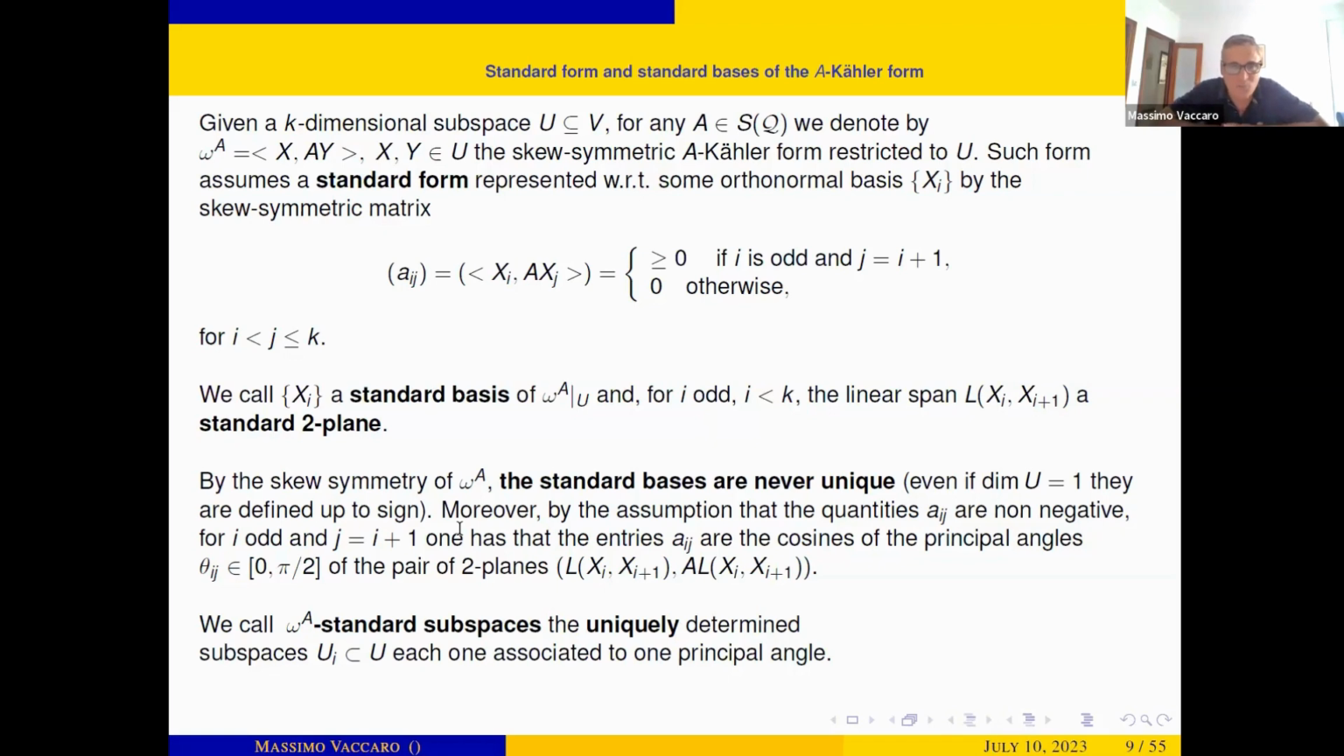Then we call x_i a standard basis of a skew-symmetric form, in this case of omega A. And every two-plane spanned by x_i and x_{i+1} with i odd is a standard two-plane. These standard bases are never unique. This is the point. But the standard subspaces associated to the same principal angle are instead unique, and we will work on this fact.